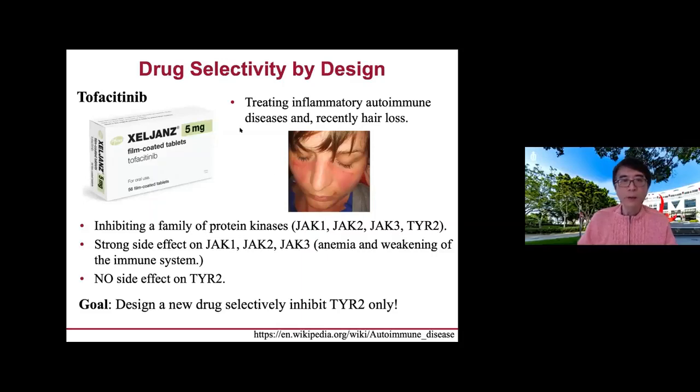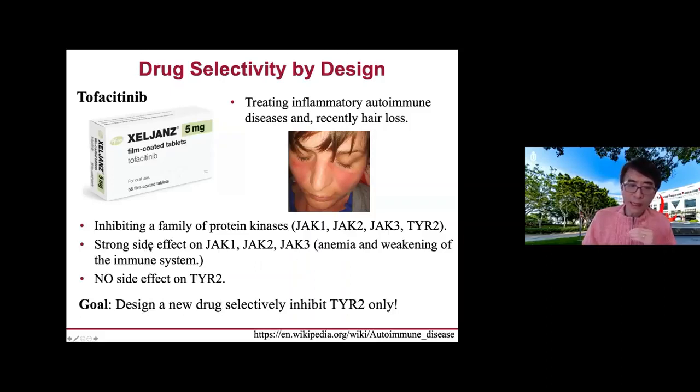So this example is to treat an autoimmune disease, right? This autoimmune disease will give you skin rash and hair loss, and this is related to the malfunction of one of the protein kinases, TYK2 kinase, right? And the drug targeting this particular kinase is called tofacitinib, and this drug has a very strong side effect. This side effect will lead to anemia and the weakening of the immune system.